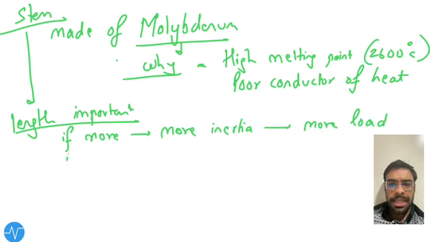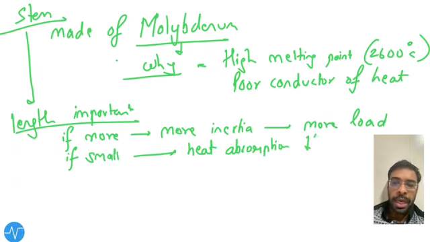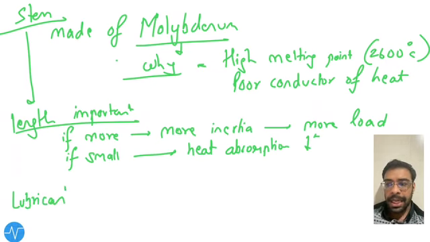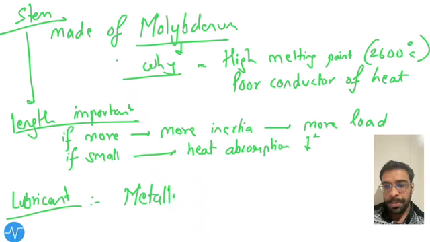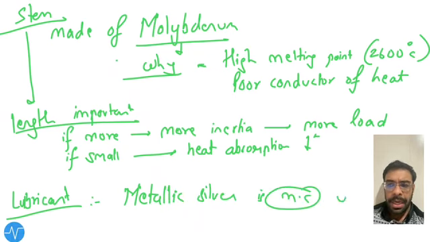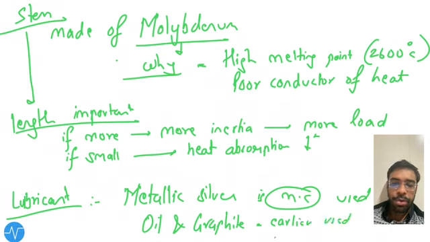Stem, the length is more important. Why? Because if the length is more, inertia and load are more. If the length is small, then heat absorption decreases, therefore a problem. The lubricant used inside the glass envelope is metallic silver, most commonly used. Oil and graphite were earlier used but are not used nowadays.